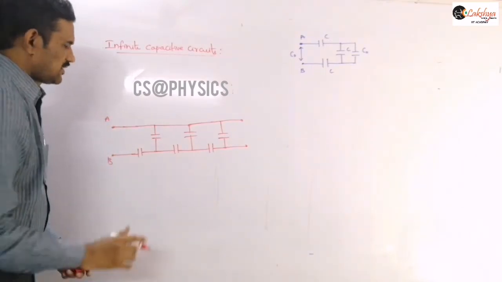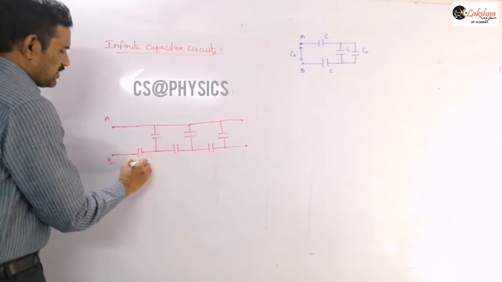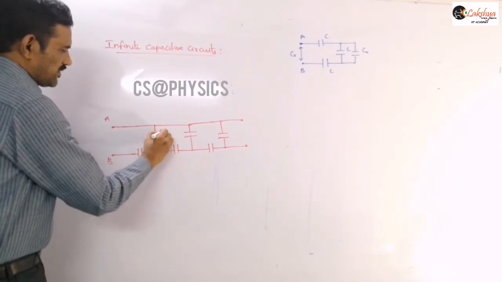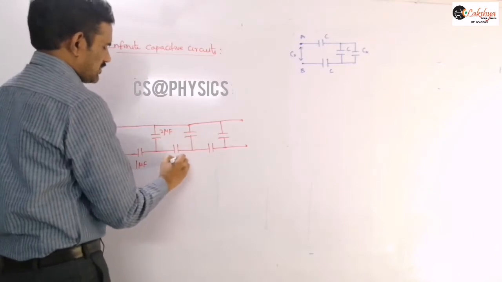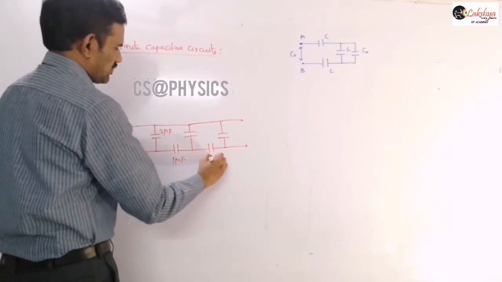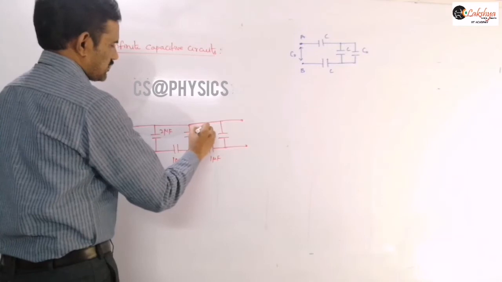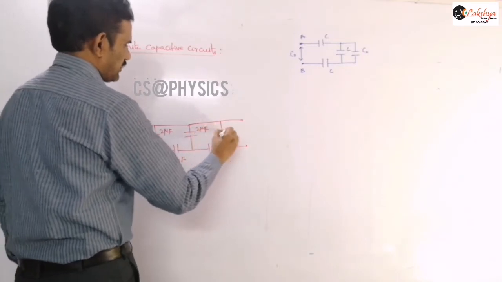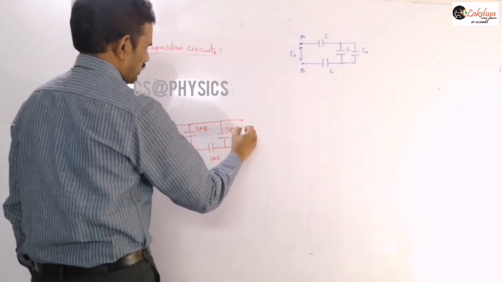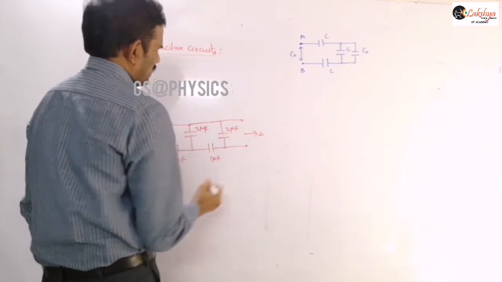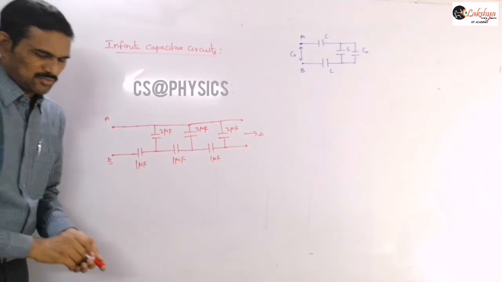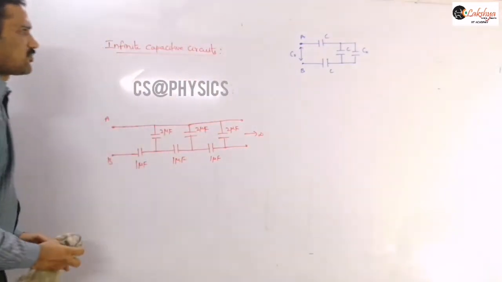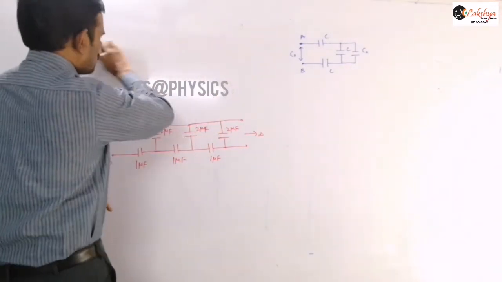Let us take these values: I am taking this value as 1 microfarad and this is 2 microfarad, and the same is repeated here. This is 1 microfarad and this is also 1 microfarad. This is 2 microfarad, and this is also 2 microfarad, and this tends to infinity. So find the effective capacitance between A and B. Solve this problem also. Right, so that is about infinite series in capacitive circuits.